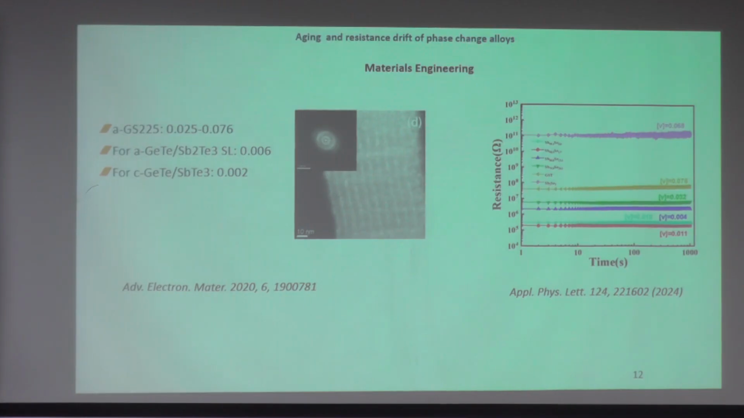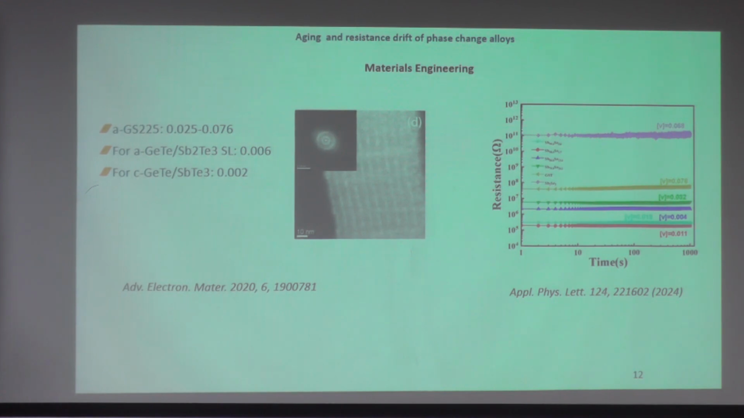In our work we also measured the resistance drift of pure GST. This was a little bit larger. But if you make a superlattice of GeTe and SbTe, you can reduce this resistance drift to a very low value of 0.006 here, and this is very close to the crystalline germanium telluride, antimony telluride layer. So this reduces the resistance drift a lot.